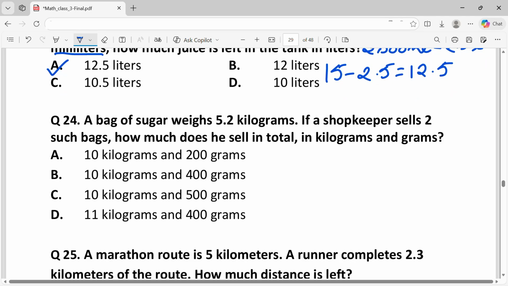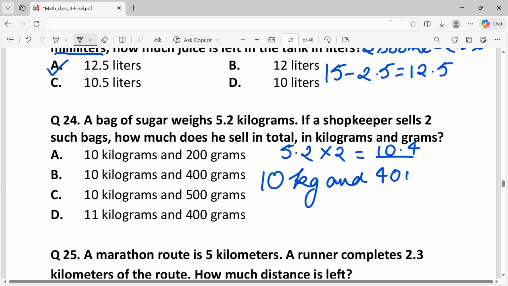Question 24. A bag of sugar weighs 5.2 kilograms. A shopkeeper sells 2 such bags. How much does he sell in total in kilogram and in grams? So the total sold by the shopkeeper will be 5.2 into 2, which is equal to 10.4. Converting this into kilograms and grams will be 10 kg and 400 grams. That is option B.